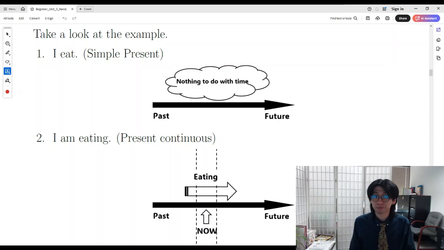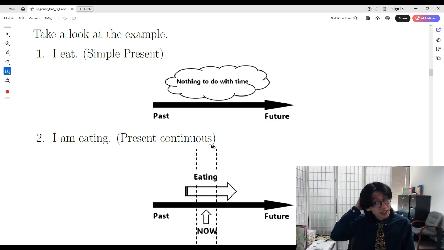So we have two sentences. One, I eat. This is a simple present sentence. Number two, we have I am eating, which is a present continuous example.